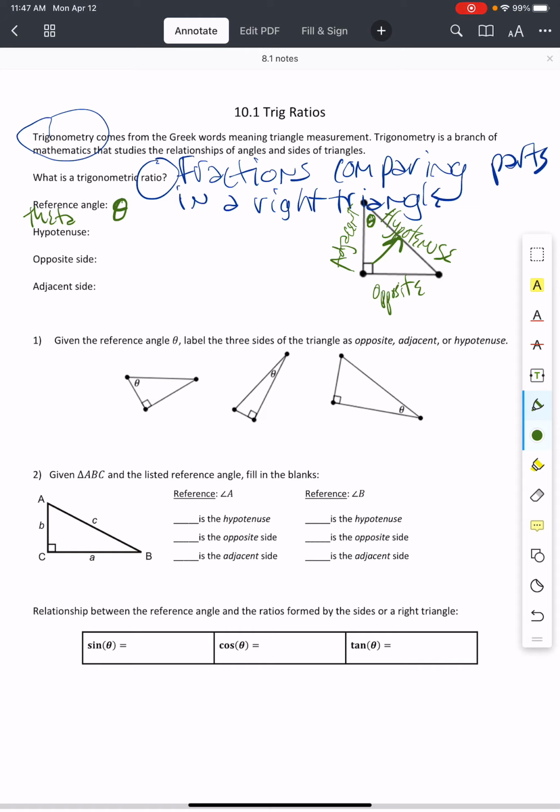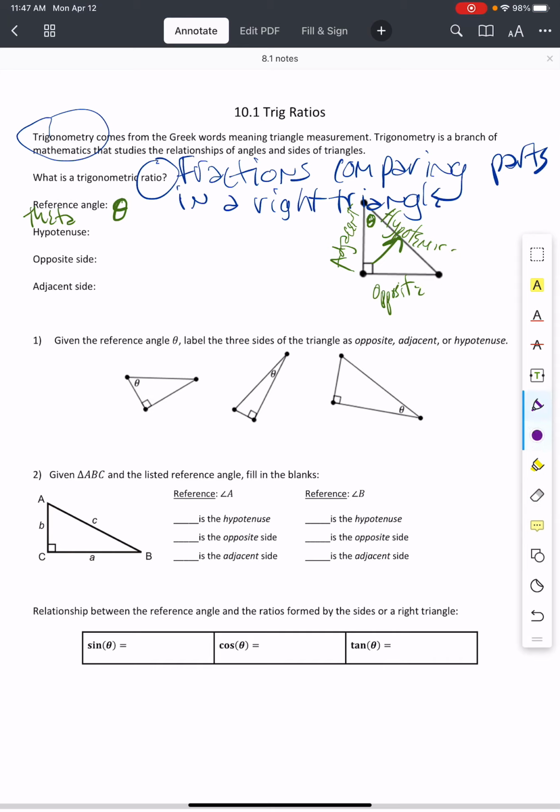Now notice if I had moved theta here instead, my hypotenuse wouldn't have changed, right? But my opposite and adjacent would have switched. So that's what the reference angle is. It's which of the angles besides the 90 that I'm referring to, okay?